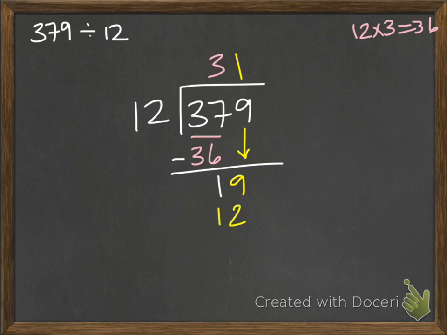I'm going to subtract those. 19 minus 12 gives me 7. So 7 is my remainder. So I'm going to come up here and put that up here. So my answer then will be 31 with a remainder of 7. That's it. And it doesn't matter how many numbers you're dividing, you always do it the exact same way. Let me do a weird one just to show you.